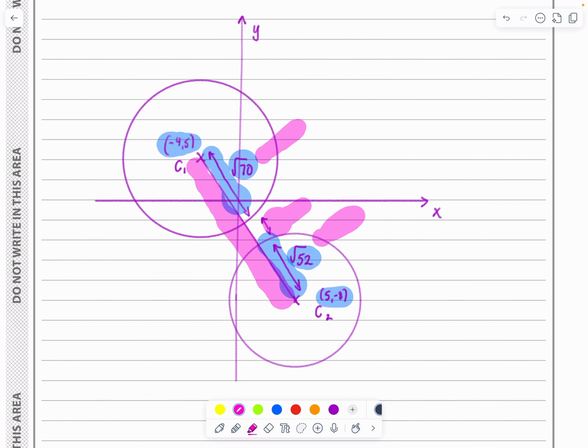Now, I don't feel the need to explain this to the examiner. I've explained it to you guys. All I now need to do is to work out the distance C1, C2. And if I can work out the distance C1, C2, the centres of those two circles there, then just see that that's greater than root 70 plus root 52. So let's do that then.